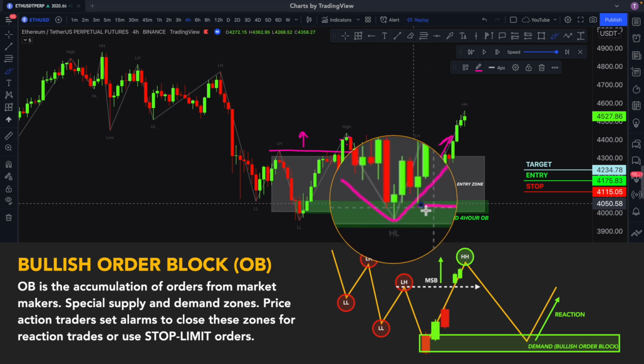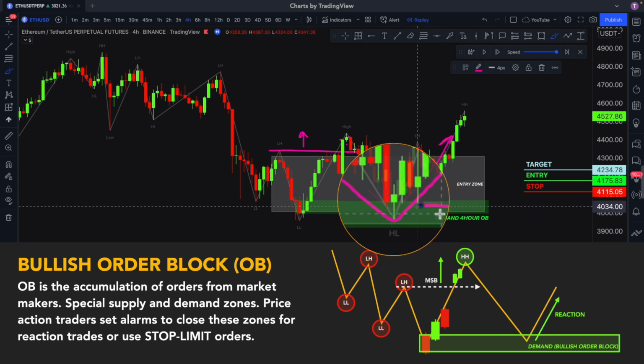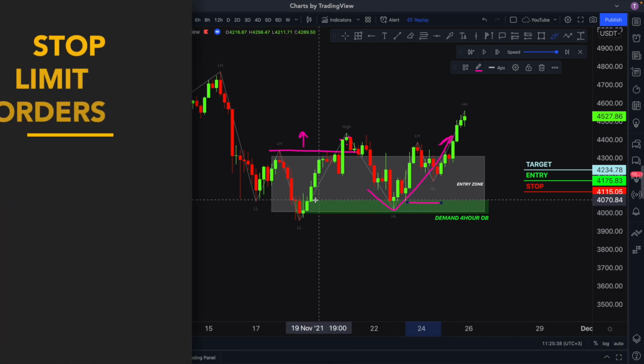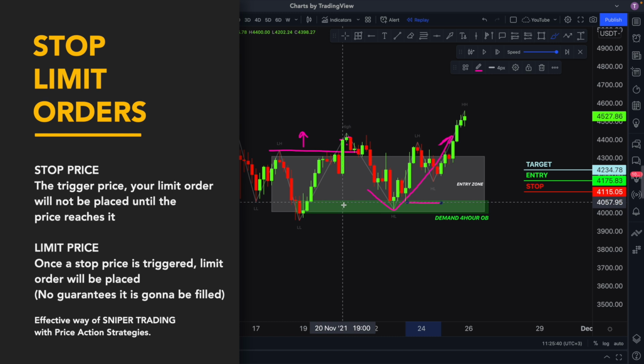As you can see, price touched our order block demand zone and flew away. This is sniper trading. I sometimes set stop limit orders to these order blocks. So whenever the price reaches this order block, it triggers my orders. I do not suggest this to you until you reach some significant trading experience. However, as you can see, I could have doubled my profit with this.